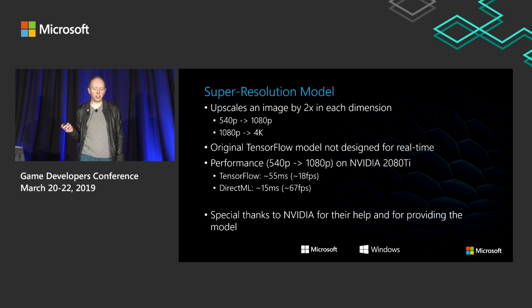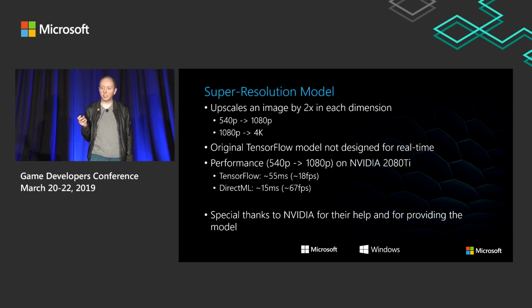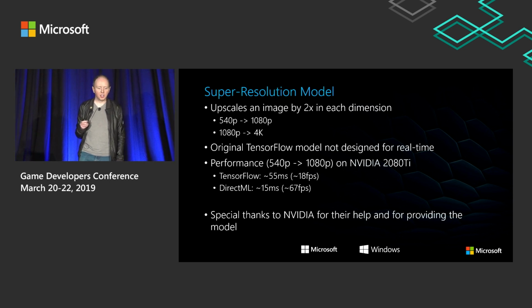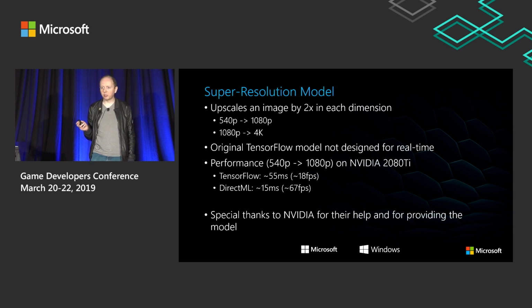So what this sample does is it implements a super resolution model, which means it can intelligently upscale an image. It can go by 2 times in each dimension, which means you could take a 540p image to 1080p or a 1080p image to 4K, for example. This was based on a TensorFlow model that was not originally designed for real-time execution.